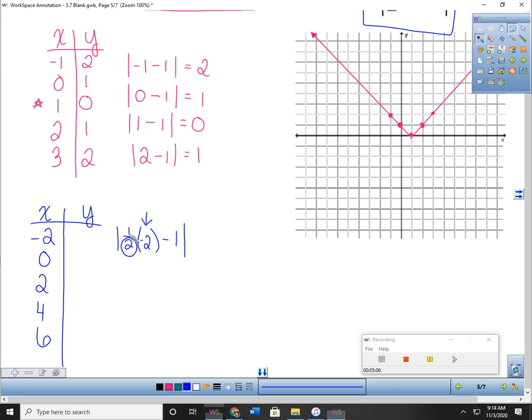All right, so if I take half of negative 2, that's negative 1, right? Negative 1 minus 1 would be negative 2. So if I take the absolute value of that, I get 2. So we're going to do the same thing with 0. 1/2 times 0 is going to be 0, right? Minus the 1 is negative 1, and if I take the absolute value of that, I get 1. All right, same thing with 2. So 1/2 times 2 is 1. Minus 1 is 0, right?